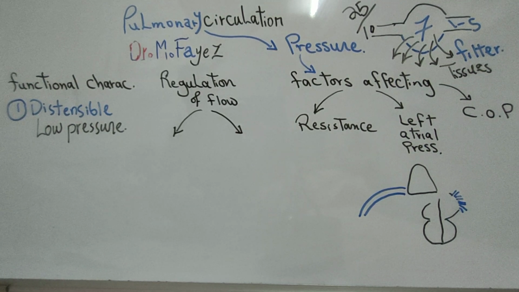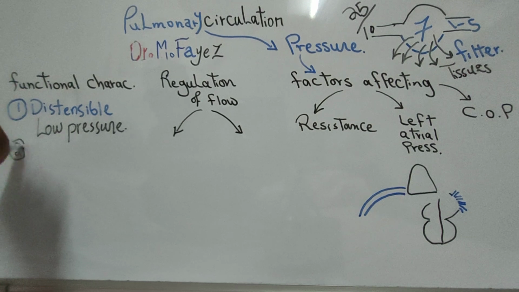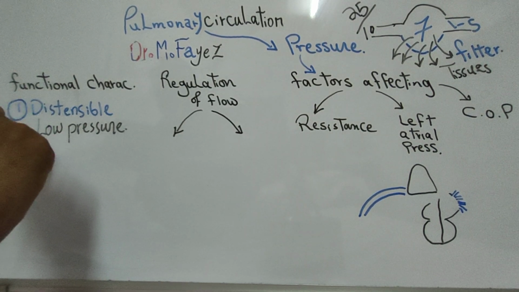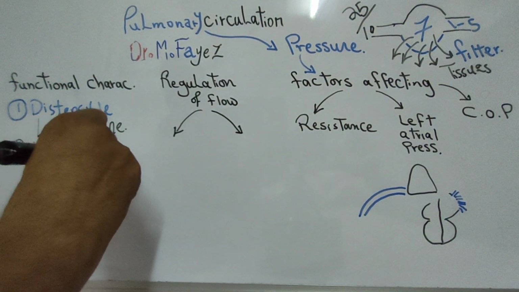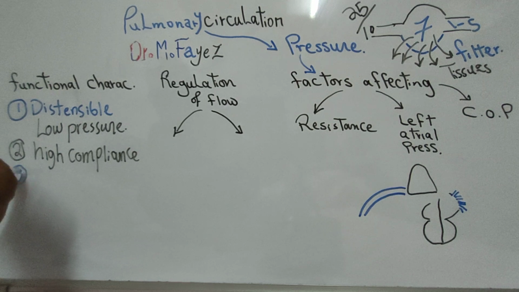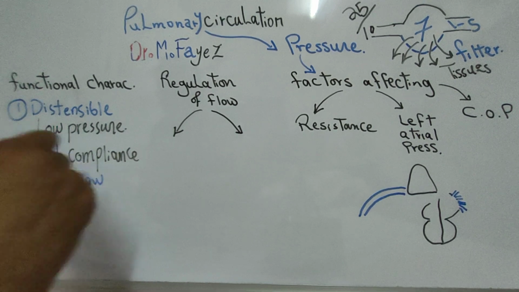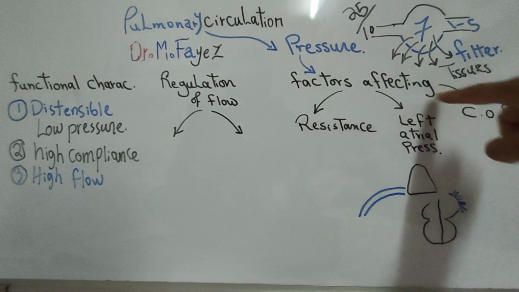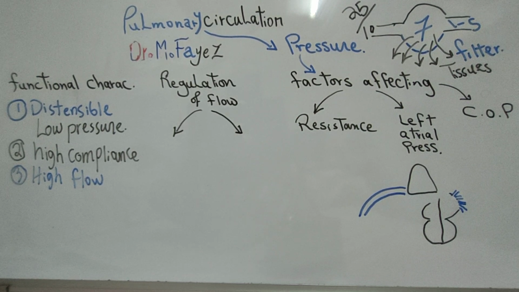So if you return back to the functional characteristics, it is distensible with a low pressure system. Second, and the second piece of information is a continuation with the same meaning. It has high compliance. Yes, and you know compliance from before in the respiratory videos. Compliance means distensibility or capacitance. It's very important to know. Number 3, it is a high flow circulation, and this is very important. The pulmonary blood flow equals cardiac output, and this is one of the factors affecting pulmonary arterial pressure.